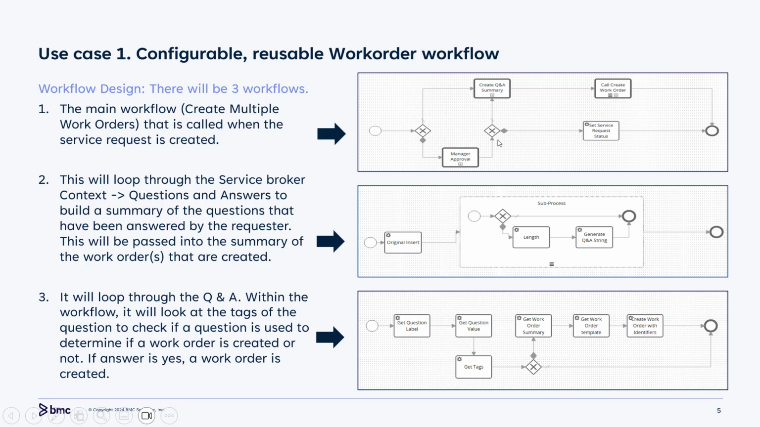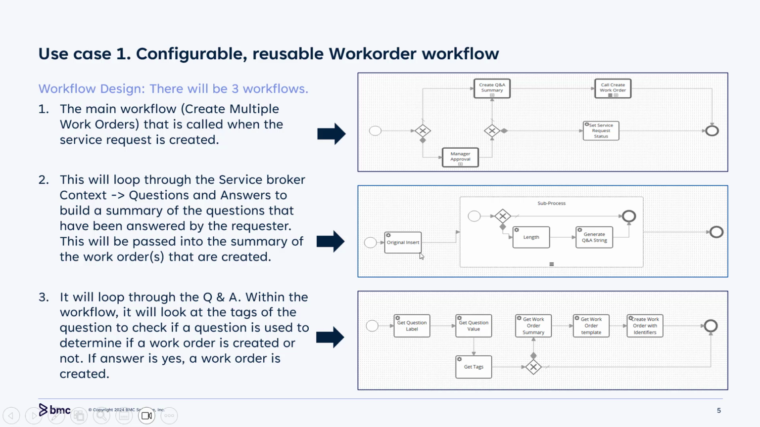With the manager approval, we are going to simply check if the manager approval is approved or rejected. If it is rejected, then it will set our service request to rejected, and it will go to the end. Okay. So from the very first flow, we have seen that, and we'll cover it in the demo. And then in the next, this create Q&A summary.